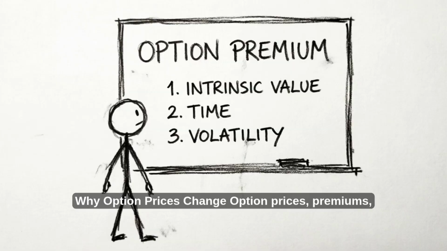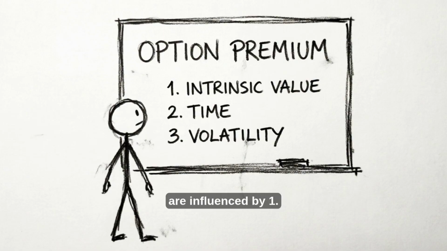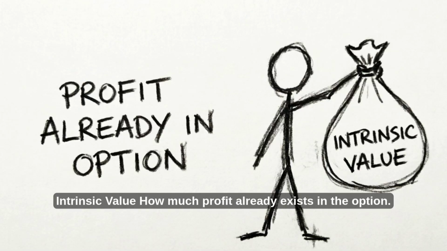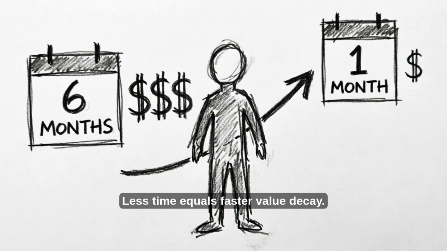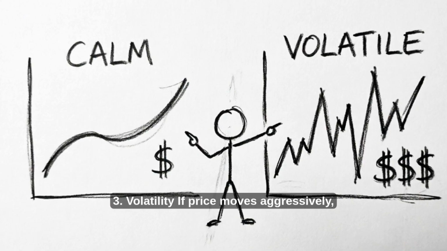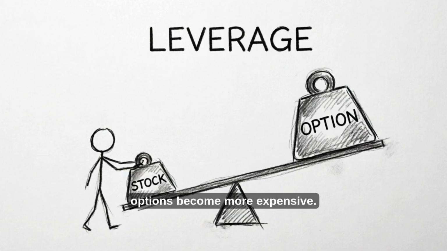Why do option prices change? Option prices, premiums, are influenced by: 1. Intrinsic value. How much profit already exists in the option. 2. Time remaining. More time equals higher value. Less time equals faster value decay. 3. Volatility. If price moves aggressively, options become more expensive.